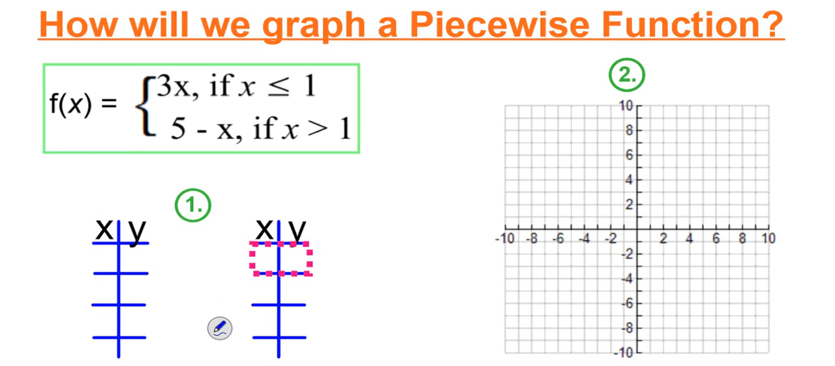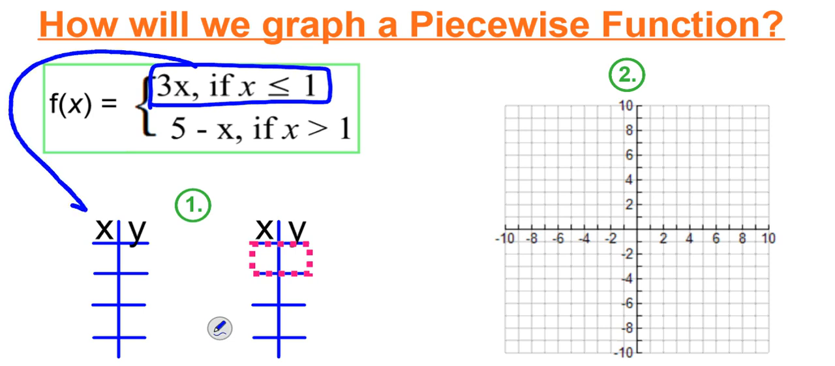Step number 1 is we're going to make a table. We're going to make a table first for this top piece right here. So we're going to take this piece, and this table is going to match with it. And we have to remember our constraints. X has to be less than or equal to 1. So let's put 1 up there first. Now, we already did plug in 1. We already did this stuff, so let's just fly through it.